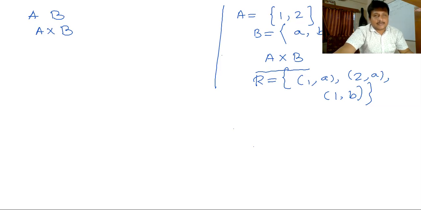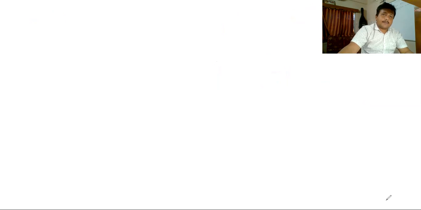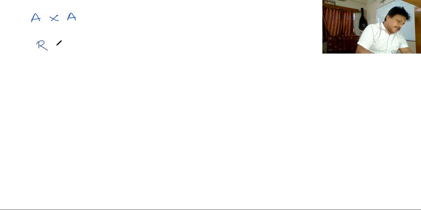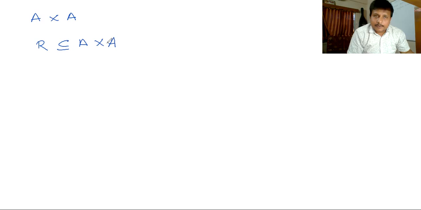However, in your syllabus, we shall mainly focus on binary relation. What is a binary relation? A binary relation is a subset of A cross A. That means in particular, if you take B equal to A, you get A cross A as the Cartesian product of A with A, and any subset of A cross A, say it is R, is a binary relation on A.